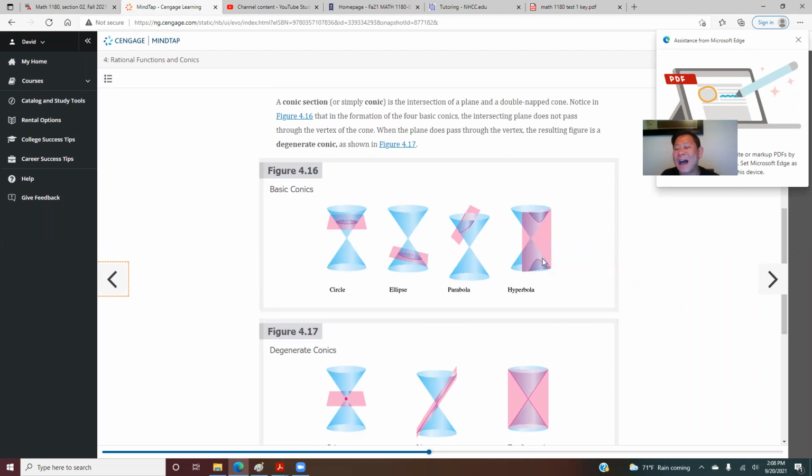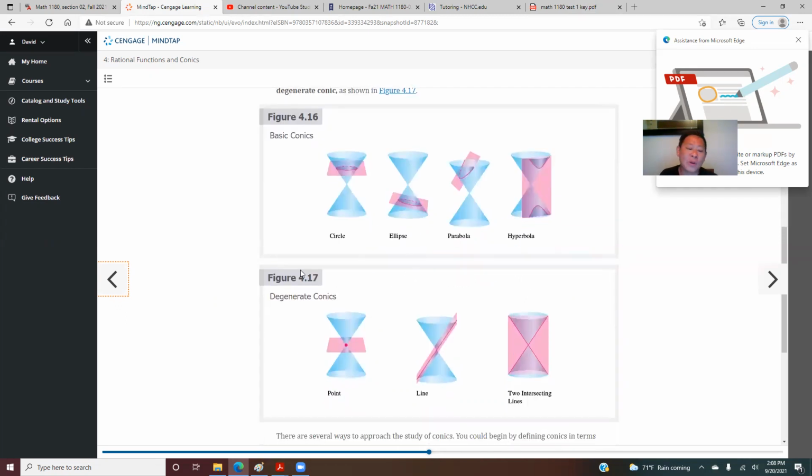We call this a hyperbola. So these are the 4 basic conic sections that you will learn in this class, in sections 4.3 and 4.4. There are some other what we call degenerate conics, where, if you cut this paper right in the middle of this, you get a point.